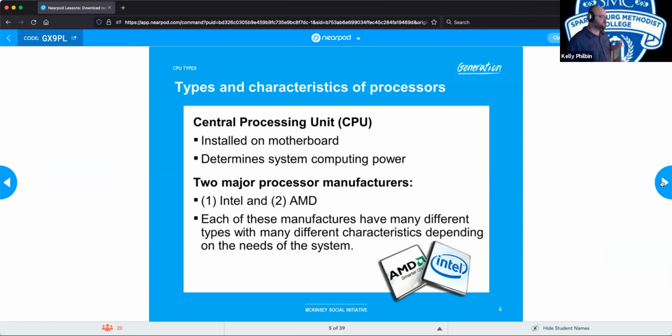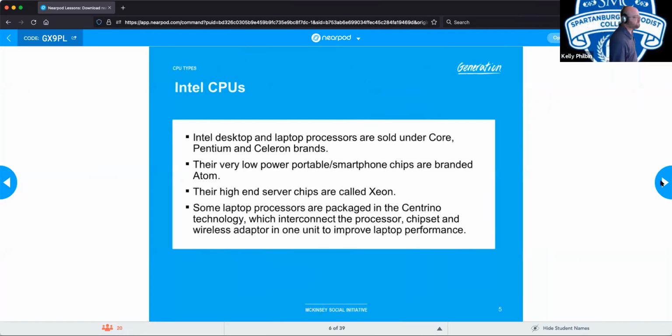So that would be one physical characteristic that would maintain the difference between the two of those.